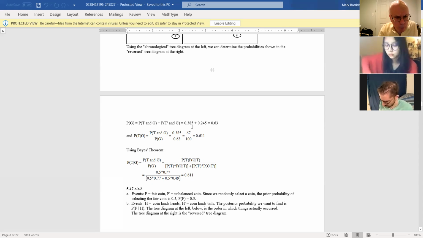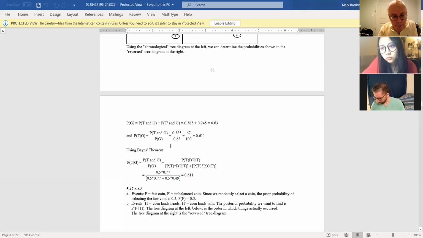Wait a minute. Oh, I see where I went wrong. Hold on a minute. They're saying the probability of G is 0.63. That's not right. This is an unconditional probability here, right? The probability of having a girl, period, is 0.49.